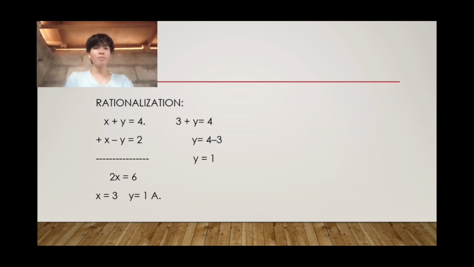And then let's substitute 3 into any of those equations that you want. So I'm going to substitute 3 into x plus y equals 4. That will give us 3 plus y equals 4. And then let's add negative 3 to both sides. So y is equal to 4 minus 3. So y is equal to 1. So our answer for this number is x equals 3 and y equals 1. So our answer is letter A.